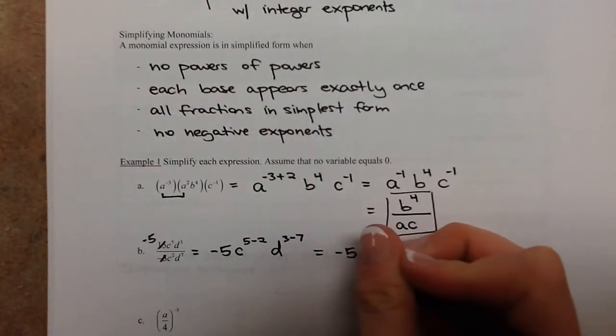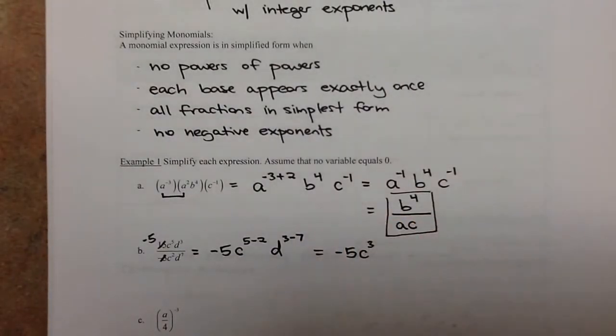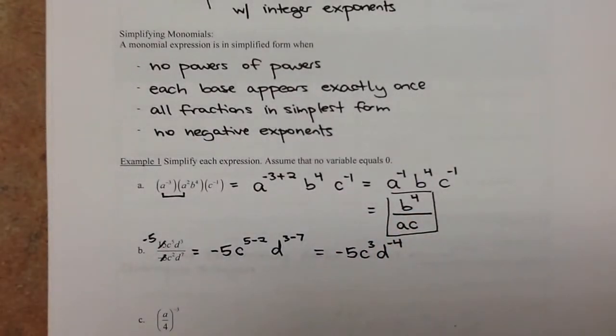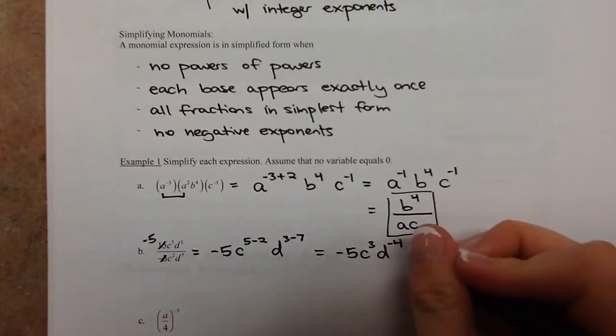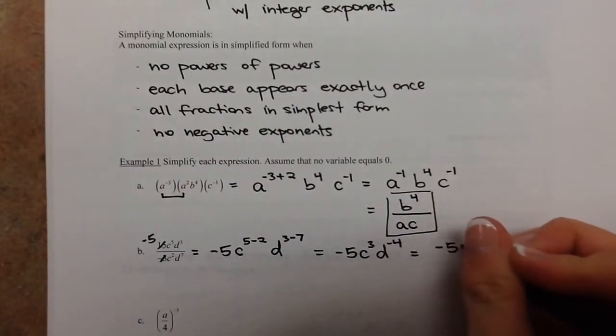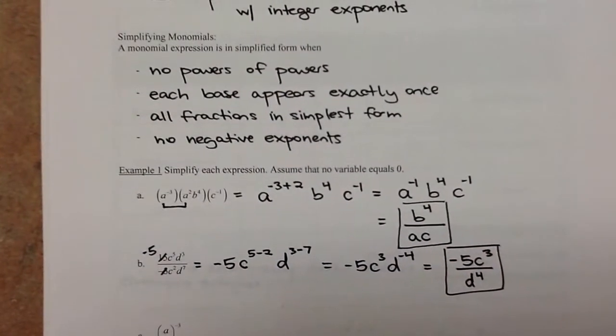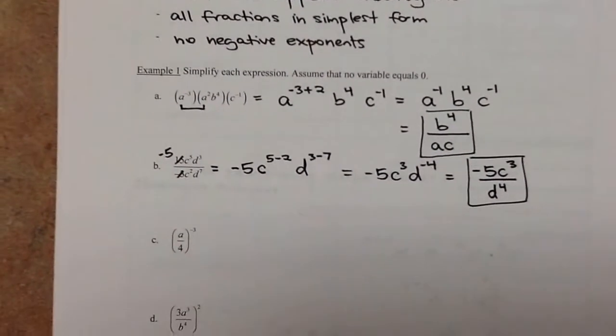So this simplifies. I've got -5. C's new power is 3. That's 5 minus 2. D's new power is -4. Okay, last thing is I can't have negative exponents, so I'm going to flip that down to the denominator. Okay, that would be your final answer. All right, let's look at part C.